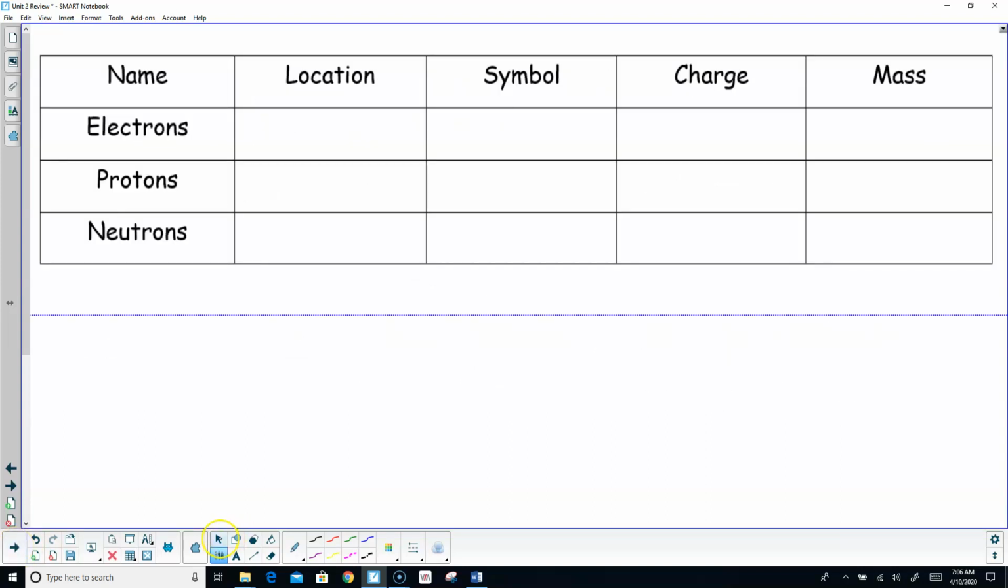Okay, let's take a look at this chart. Let's see. There we go. Okay.